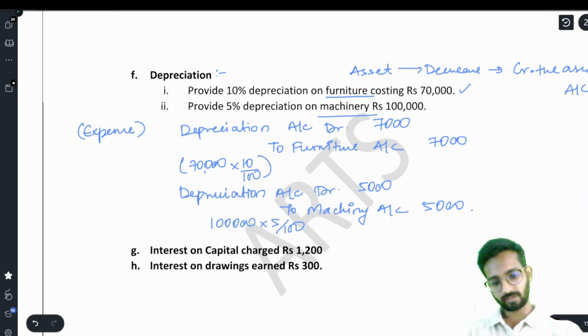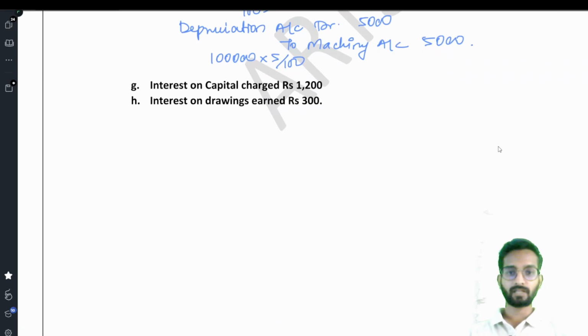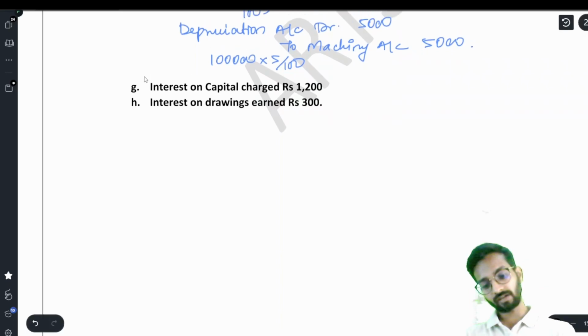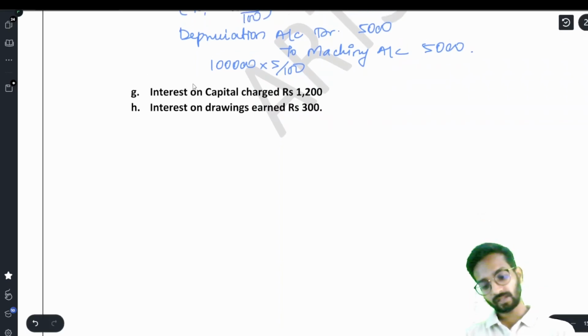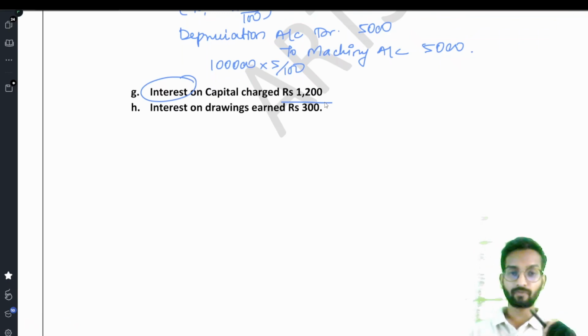Now, moving further, interest on capital charged rupees 1200. What is interest on capital? See, in the case of a sole proprietor, when a single owner gives the capital to the firm. Remember the first journal entry, cash account debit to capital. It means the proprietor has given money to the business. Now, the business will give him back some interest on that capital, and that interest on capital is 1200. Understand? Interest on capital is income for the proprietor, but it is an expense for the firm, because the firm will pay interest on capital to the owner or to the proprietor.